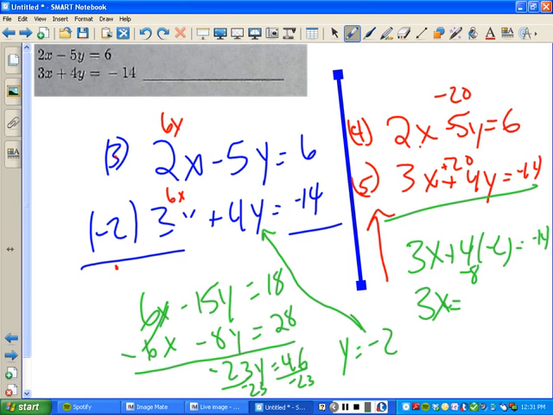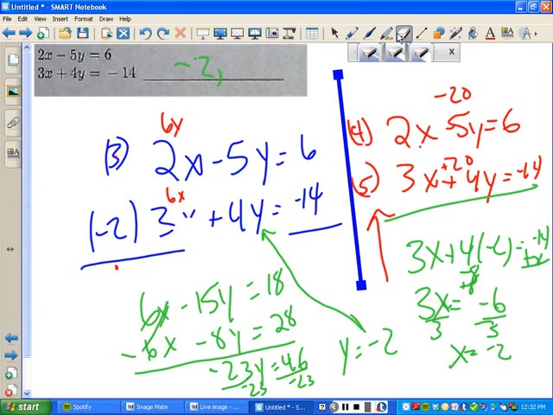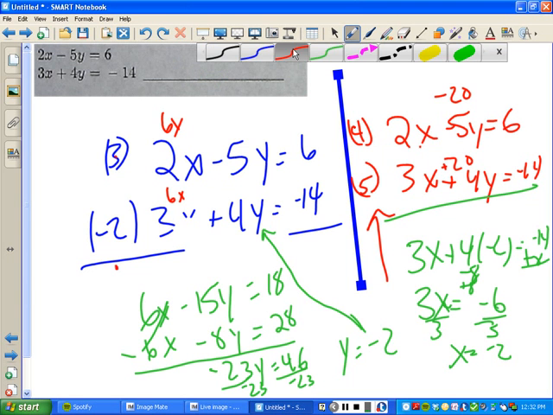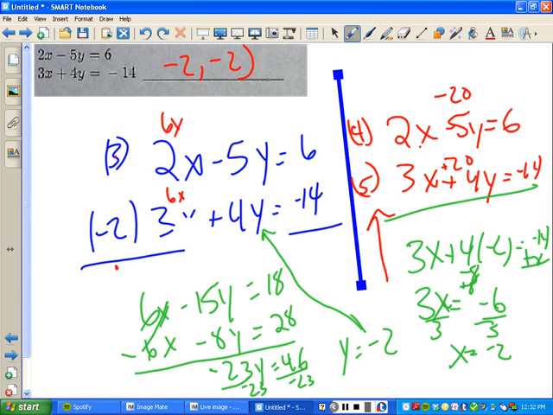So add 8, 3x equals, looks like negative 6. Divide by 3, and x is equal to negative 2. So in the answer blank, what are you going to put? Negative 2, negative 2. Ordered pair. If you want to spice it up, put it in solution set. Okay. And put that in brackets. Don't put it in brackets. You turn from the ordered pair to interval notation. That's bad.